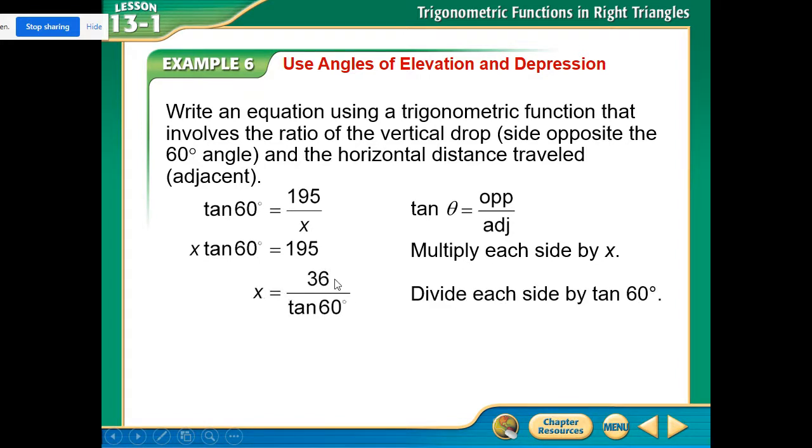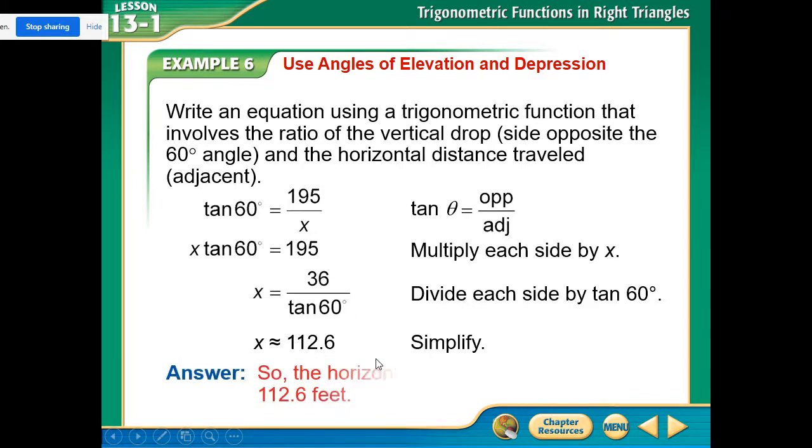So x equals, I'm not quite sure why 195 became 36. I don't know why that happened. This is the correct answer. If you have the 195 divided by the tangent of 60, you'll get this. That's the correct answer. That is a mistake somehow, somewhere. So the horizontal distance on that hill is 112.6 feet for the vertical drop of 195.